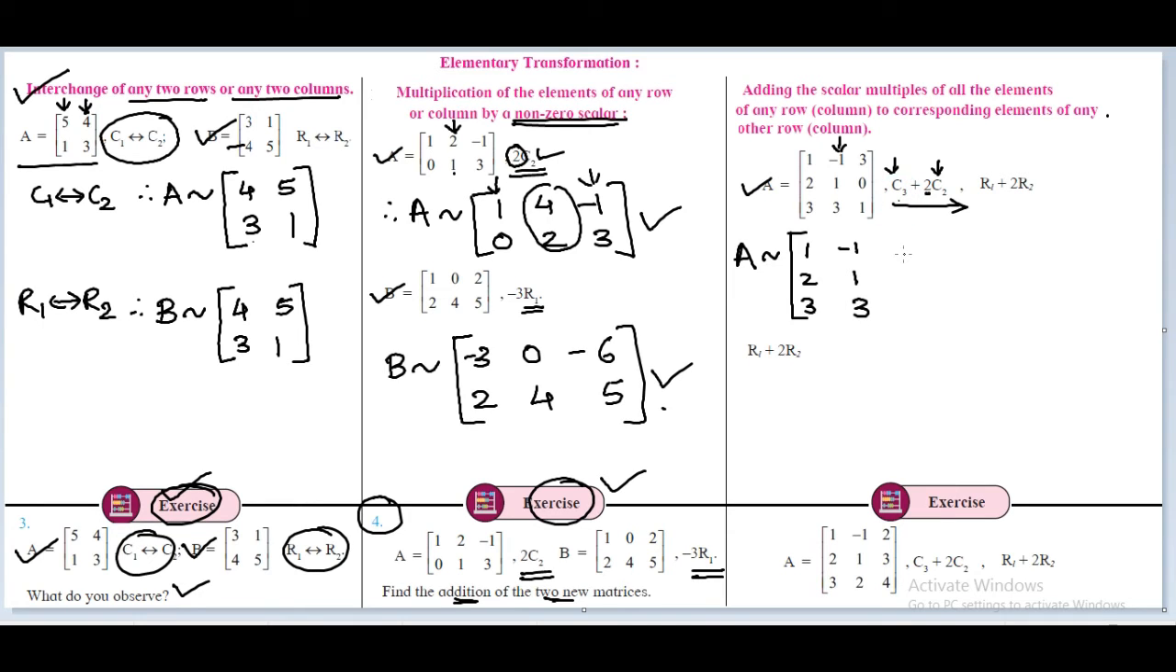That is C3. What is the element of C3? 3. And what is the operation? Plus 2C2. What is the element of C2? That is -1. Okay. Now after that, what is the next element of C3? That is 0 plus 2 into 1.